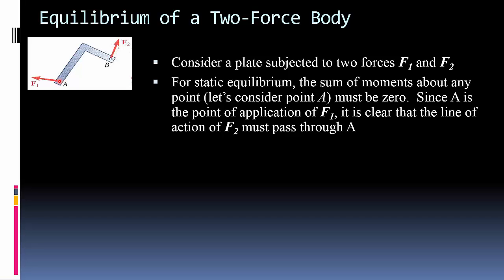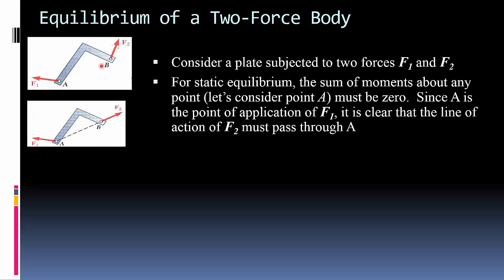Okay, in order for the sum of the moments to be zero here, what is the moment of this F1 at this point? It's going to be zero, right? The moment arm is zero. So the only way for the sum of the moments to be zero is this F2 also has to pass through that point. So the line of action of F2 has to pass through A. So we have to line that up to this point. So now this force passes through A and this force passes through A.